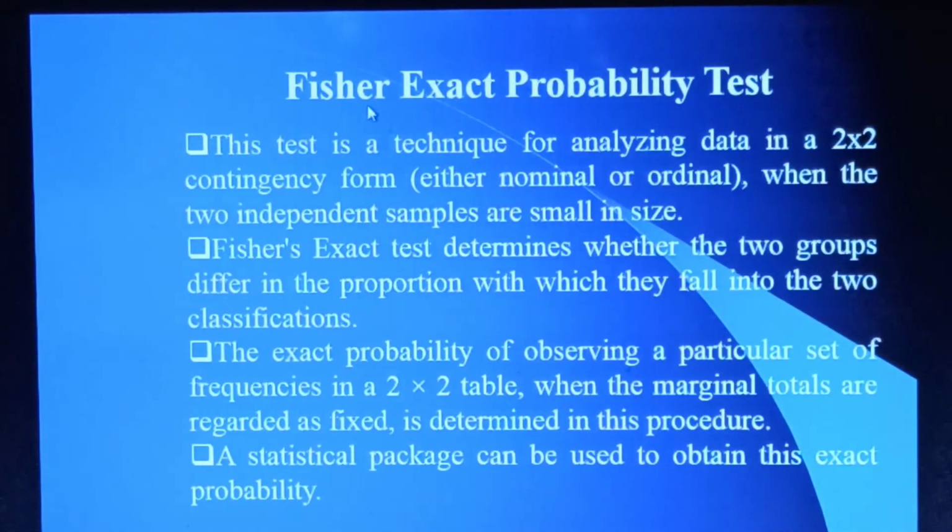So what happens when chi-square is not applicable? Under what conditions is chi-square not applicable? If any of the expected cell values is less than 5, then chi-square is not applicable, and a total sample size less than 20 is also not applicable. Under such conditions, we go for an exact test, a probability test, in which the exact probability is computed.